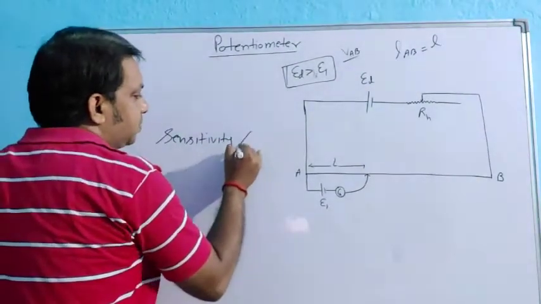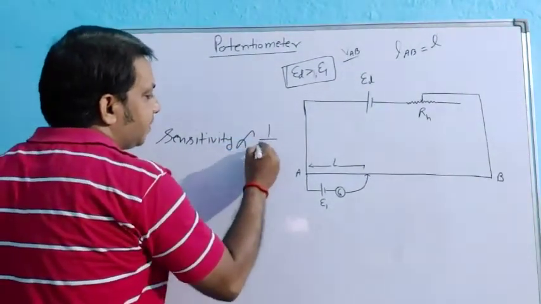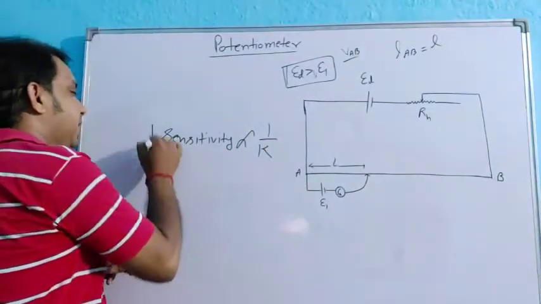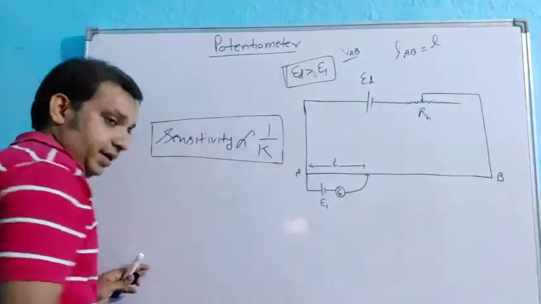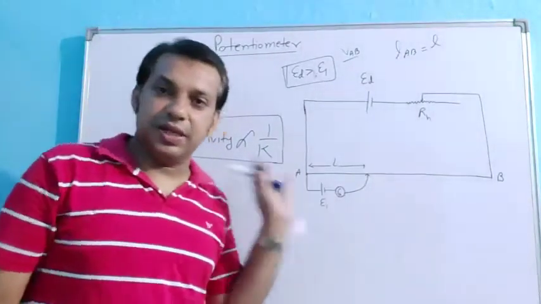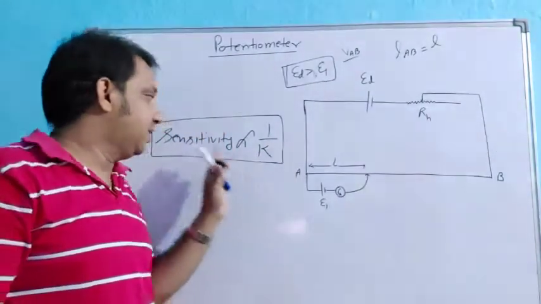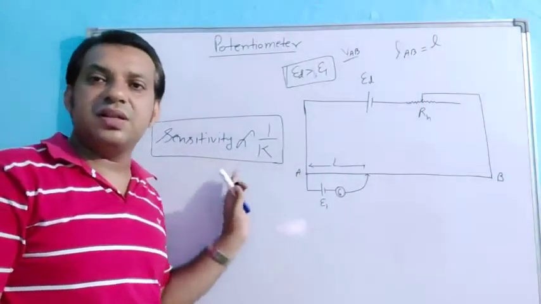Sensitivity is inversely proportional to the K. You should memorize this one. Sensitivity is inversely related with the potential gradient. Potential gradient और sensitivity एक दूसरे के inversely related हैं.